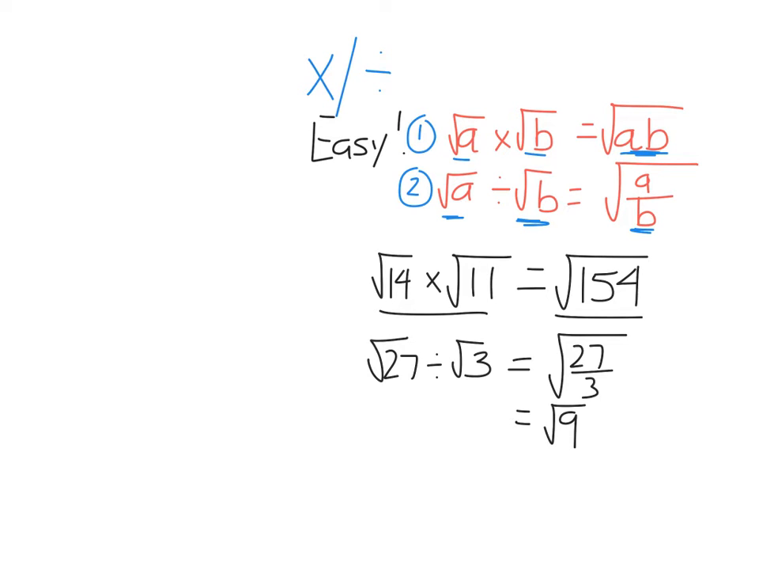The square root of 9 is not a surd, actually. It is a rational number because 9 is a perfect square. The square root of 9 is 3, so we write it like 3 because that's more simple.